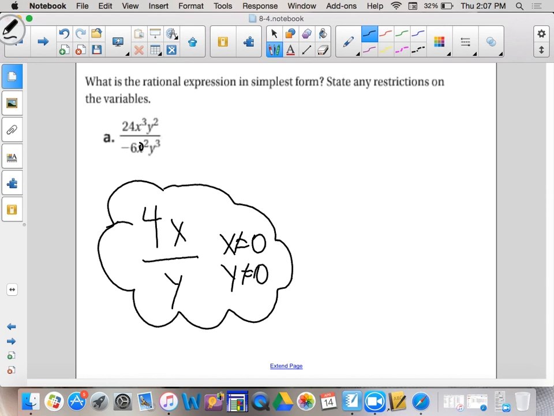Wait, I'm still confused on how you figure out what cancels. Whatever's on the bottom. Let's get to the next problem. It's kind of difficult with this one. Wait till we get to the next one. Okay. Is that an equal sign or is that a negative 4? That's a negative 4.